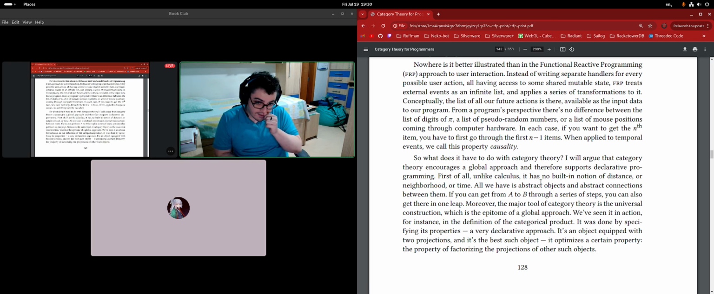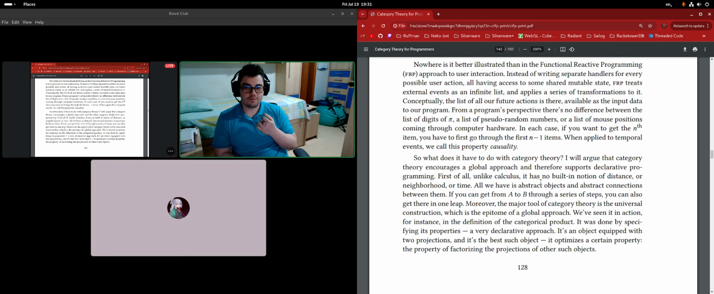And he says, I would argue that category theory encourages a global approach and therefore supports declarative programming. I think it's very fair to say that category theory encourages a global approach, and the reason why is because we are so non-focused on how each individual thing moves across some axis that we have the privilege of not even looking at them. Yeah, we just know that the objects are distinct and we don't care about what they are exactly. We only care about the morphisms that connect them.